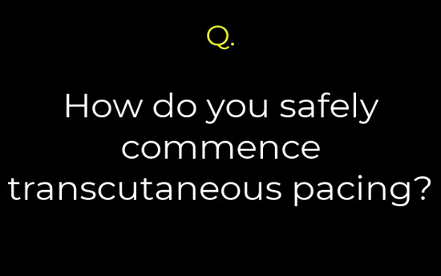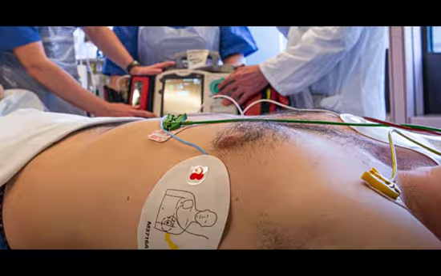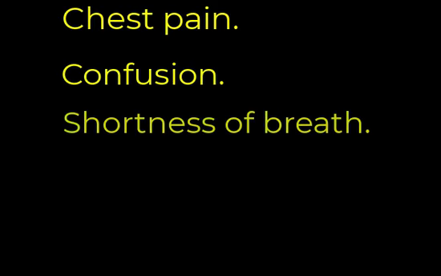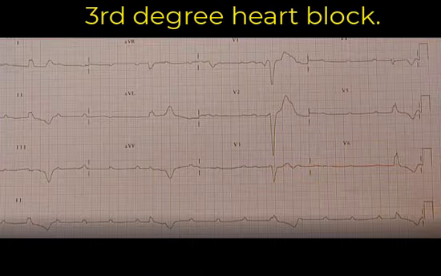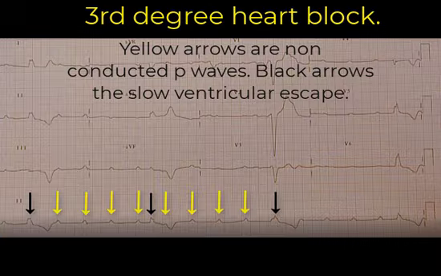So the question is, how do you safely commence transcutaneous pacing? The patient you're going to do this on will have a slow heart rate that is causing end organ symptoms from the resultant hypotension. Those end organ symptoms may be chest pain, confusion, shortness of breath, lightheadedness, or poor peripheral perfusion. Most often, we would do this temporizing measure on a person with symptomatic third-degree heart block.